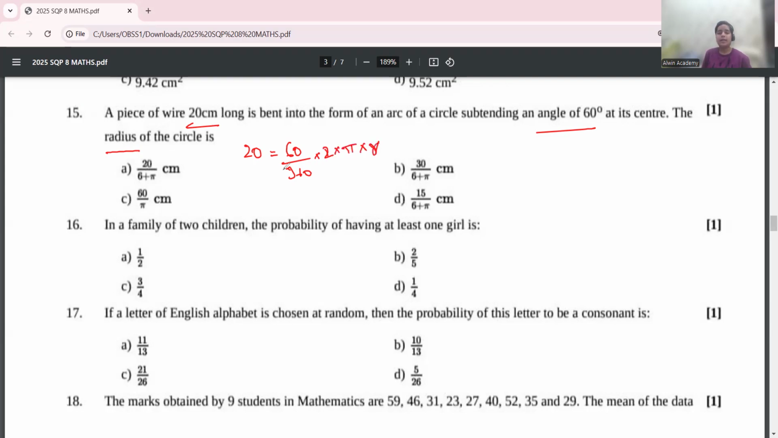Now we have to find the r. So this becomes 1 by 6. 2 ones are, 2 threes are. This 3 multiplies to the other side and becomes 60, and pi goes to the denominator. So the radius becomes 60 by pi centimeter, option number C. Going to the next question.